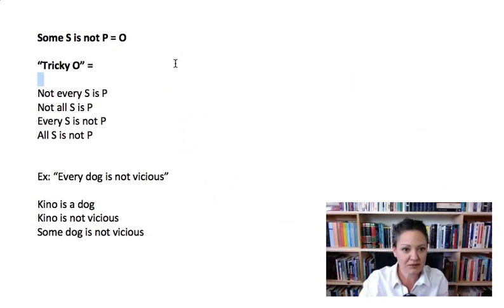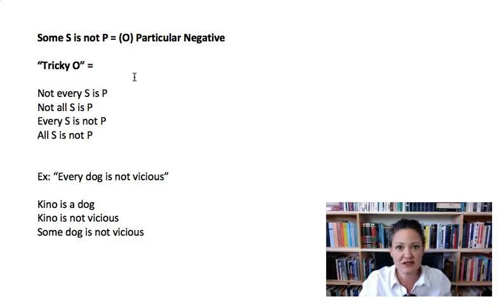I've made a little list of the regular O. Here's what the regular O, the particular negative, looks like. This is a particular negative statement. So the O is "some S is not P," but here's a short list of the tricky O. And both books have these listed, the tricky O.